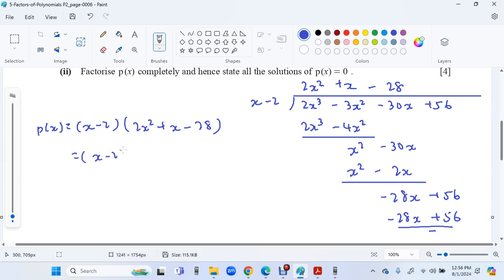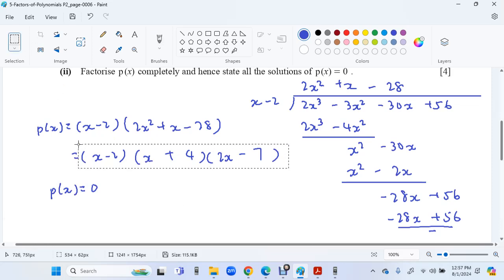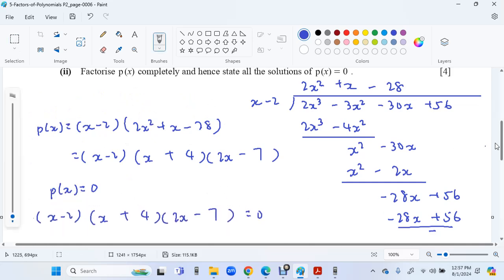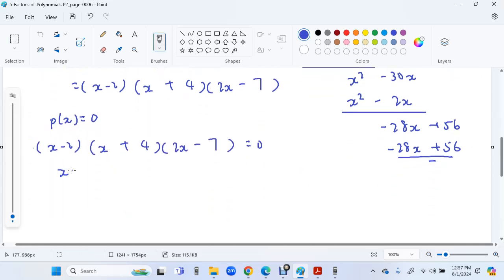And we do the factorization over here. So we have x, 2x, and then 4 times 7 is 28. So plus 8 minus 7. So we have P(x) equal to 0. Then this equal to 0. Then we will get x equal to 2, x equal to negative 4, and x equal to 7 over 2. Done.